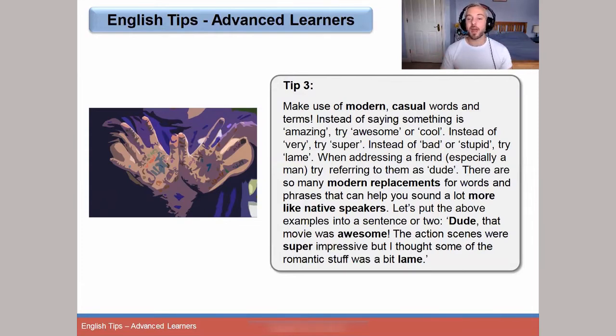When addressing a friend, especially a man, try referring to them as dude. Hey dude, what's up? Very casual, very modern. And indeed, there are so many modern replacements for words and phrases that can help you sound a lot more like native speakers, make you sound more like we do.